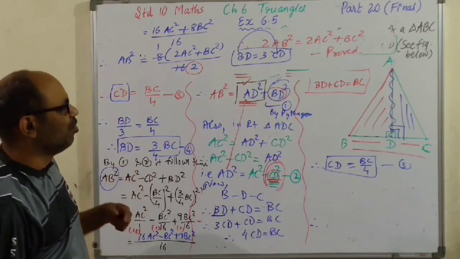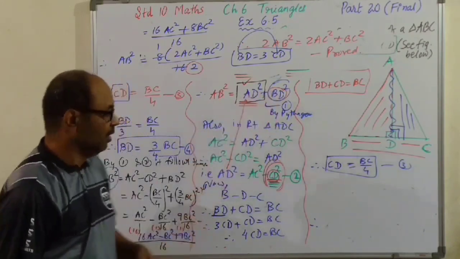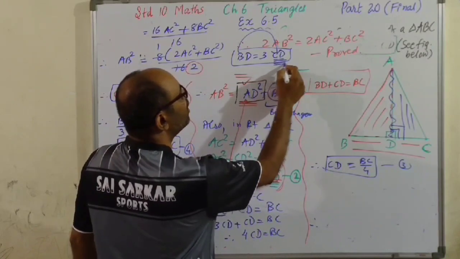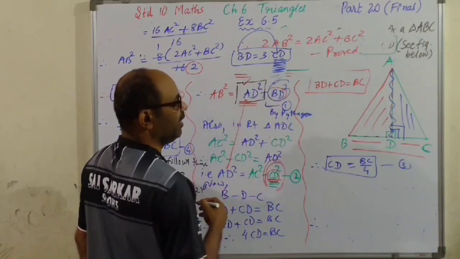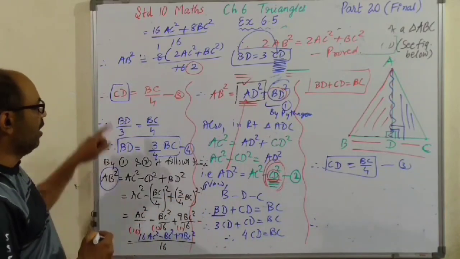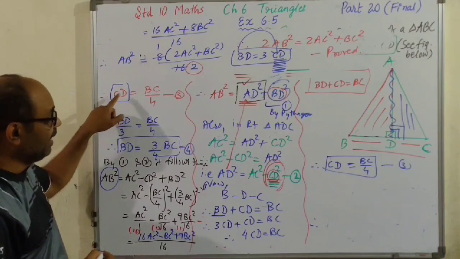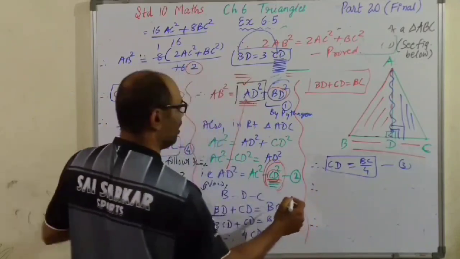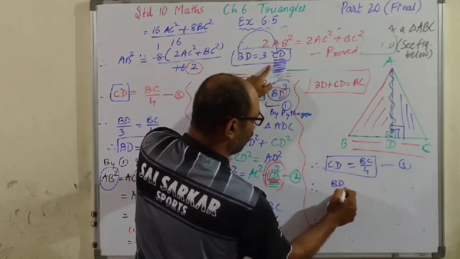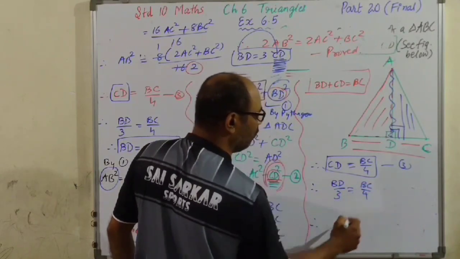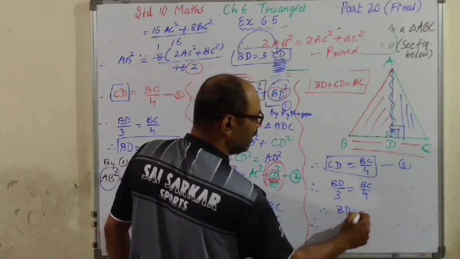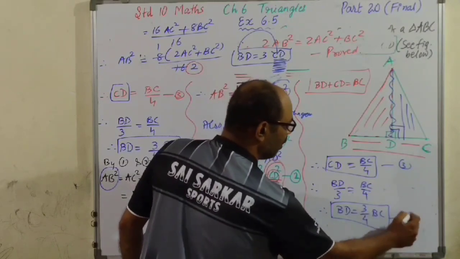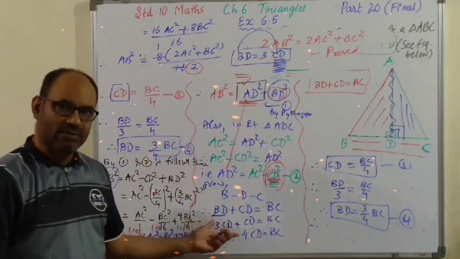Now you have to put the value. You want the relationship of BD with CD, so that you can use this result again. What is CD from here? BD upon 3. Therefore, CD is BD upon 3, that is equal to BC upon 4. Cross multiplication. So BD is equal to 3 by 4 times BC. There you are. That is result number 4 that you got. So you can do it that way if you have found that out.